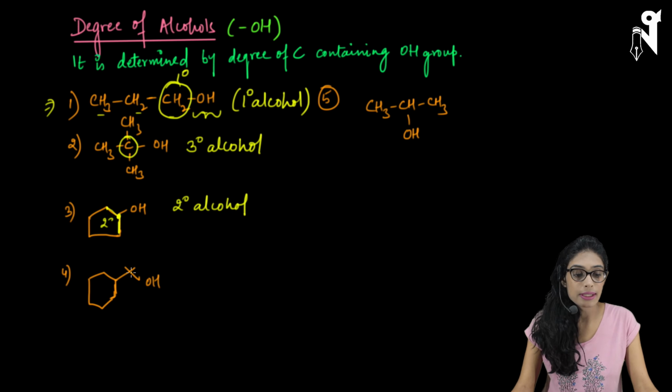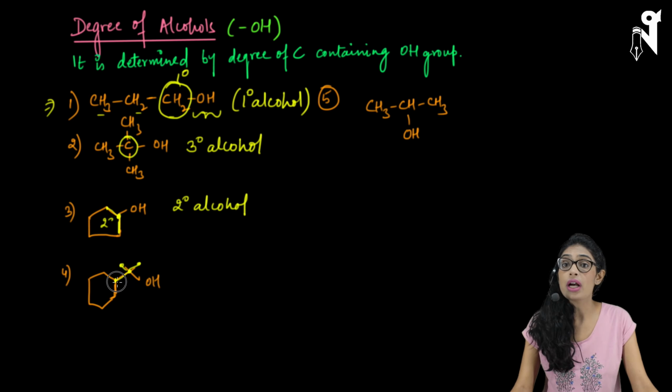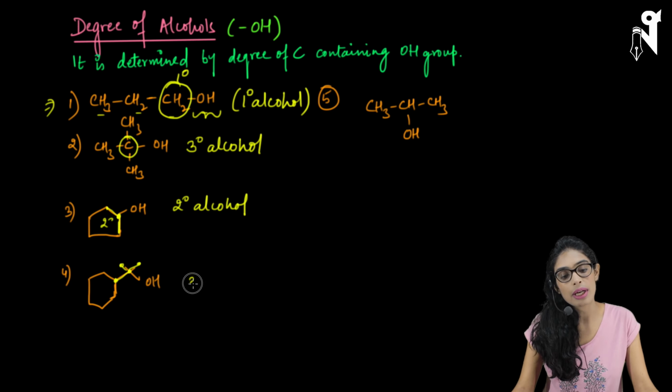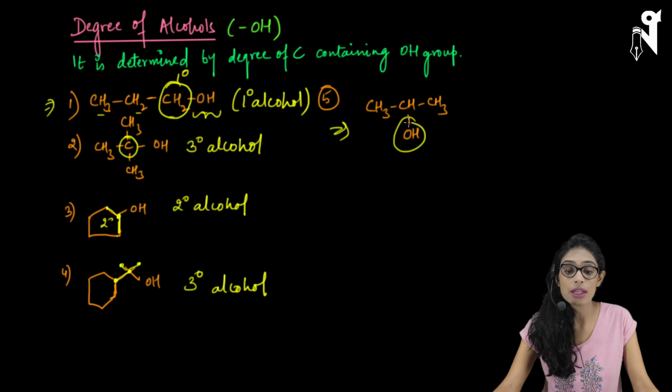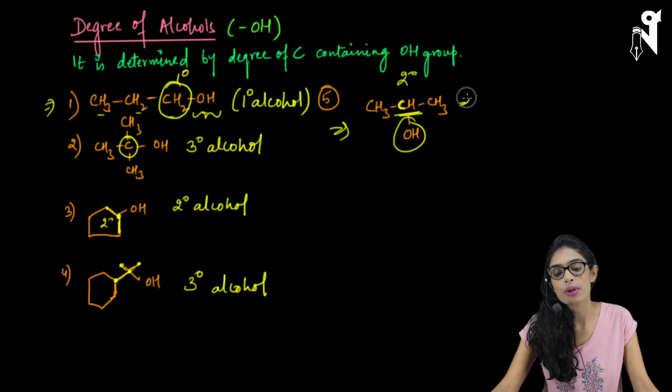Now look at this compound. Here is the carbon on which OH is attached. This carbon is attached to one carbon over here, one carbon over here, and one carbon over here. So three carbons it is attached to, and hence the degree is tertiary. So this is your tertiary alcohol. Now come to the fifth part. In the fifth question, we have OH which is present on this CH, and the carbon is attached to two carbons. Hence the degree of this carbon is secondary, and hence the alcohol is also a secondary alcohol.